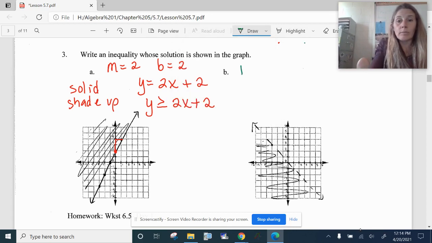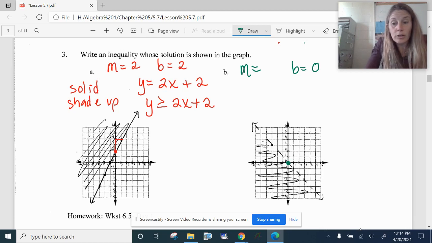So again here, my slope and my y-intercept. This time my y-intercept is going right through the origin, which is 0. It's a negative slope, which I can see just from the direction, or the angle, of that line, but I'm going to go down 1 over 1, so that would be a slope of -1. So far I have y equals -1x plus 0.